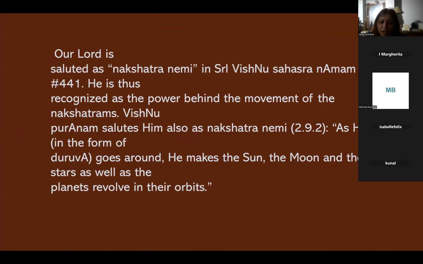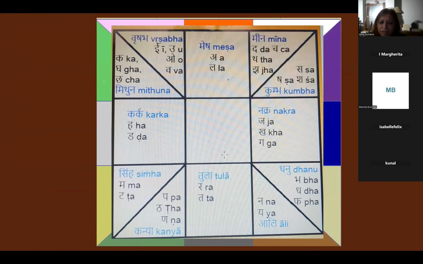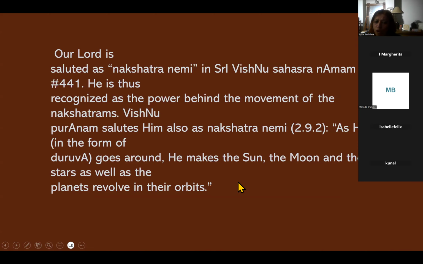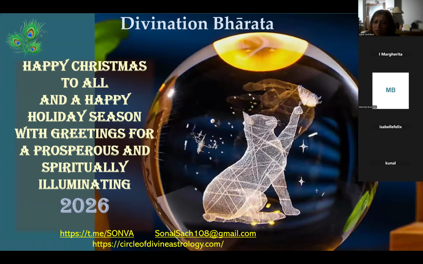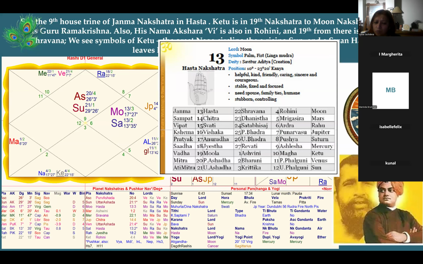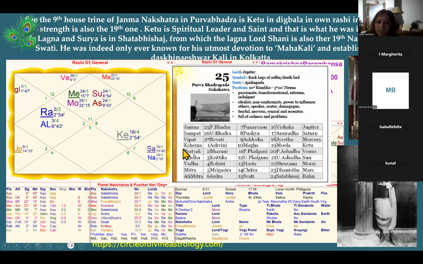If you look at the Hoda chakra, we are talking of the R sound, right? Look at this R sound. Where is it in? Tula? So it is in Libra, right? So Ramakrishna would fall under Libra, right? Where his Saturn is.